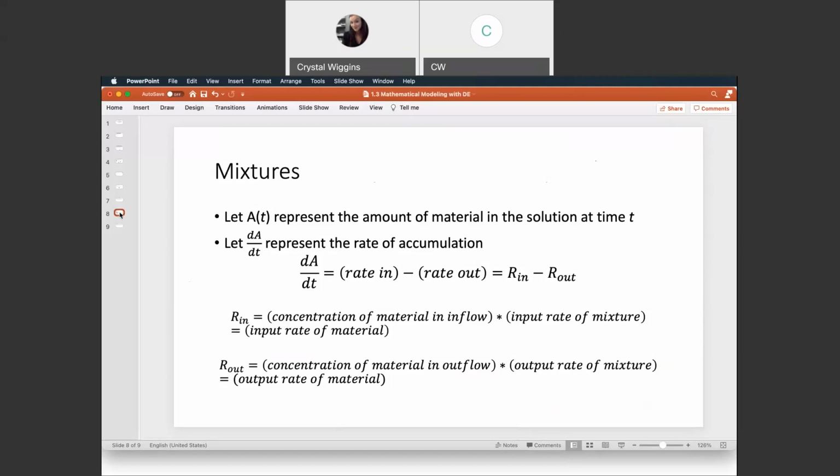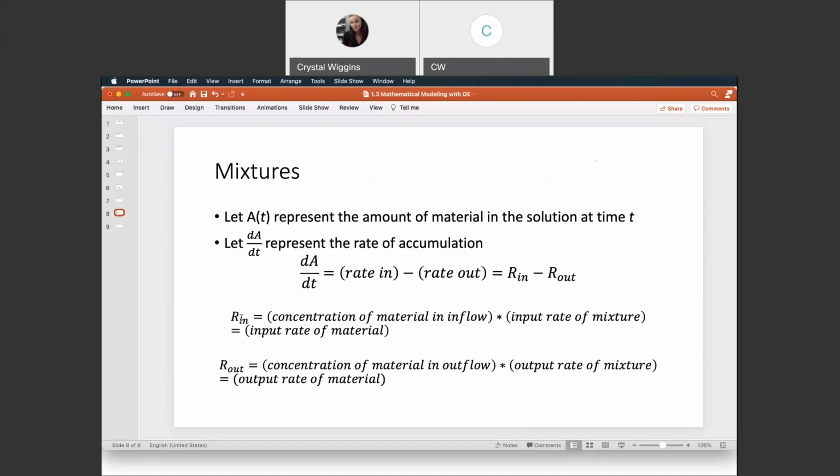dA/dt represents the rate of accumulation, so the amount of the material over a specific time that we have inflow and outflow. So the change in amount over the change in time is equivalent to the rate that we have stuff coming in minus the rate that we have stuff flowing out.